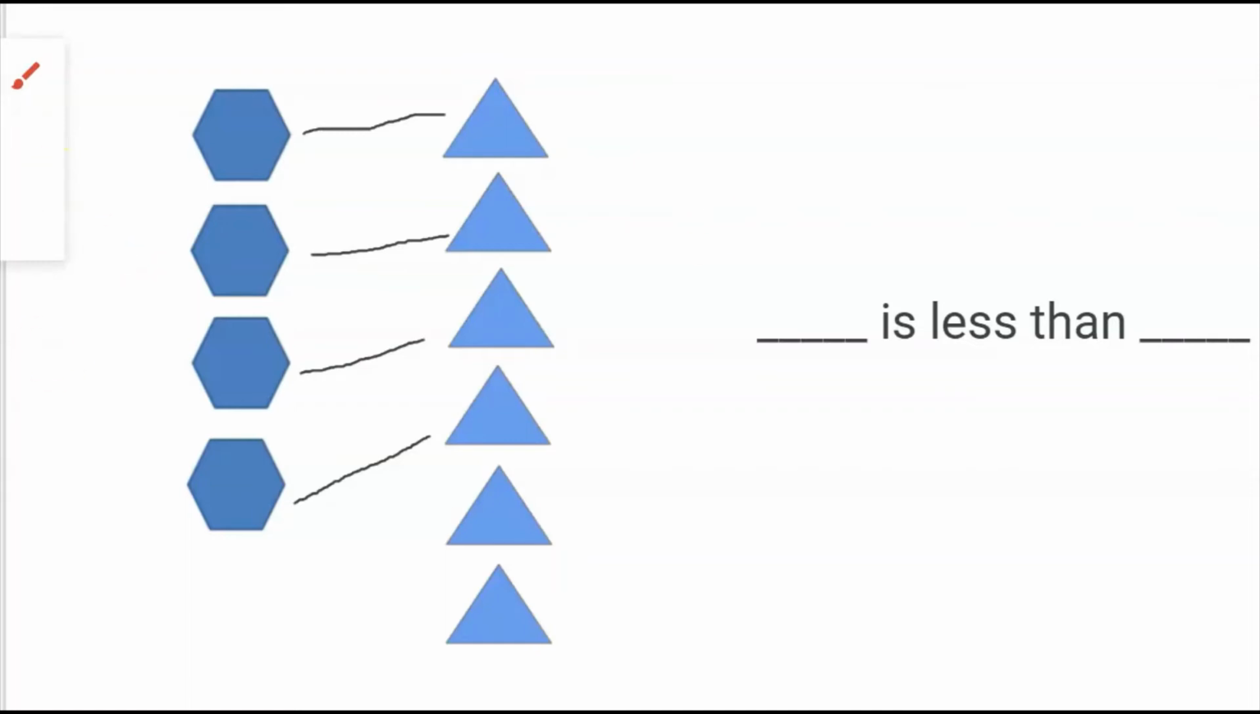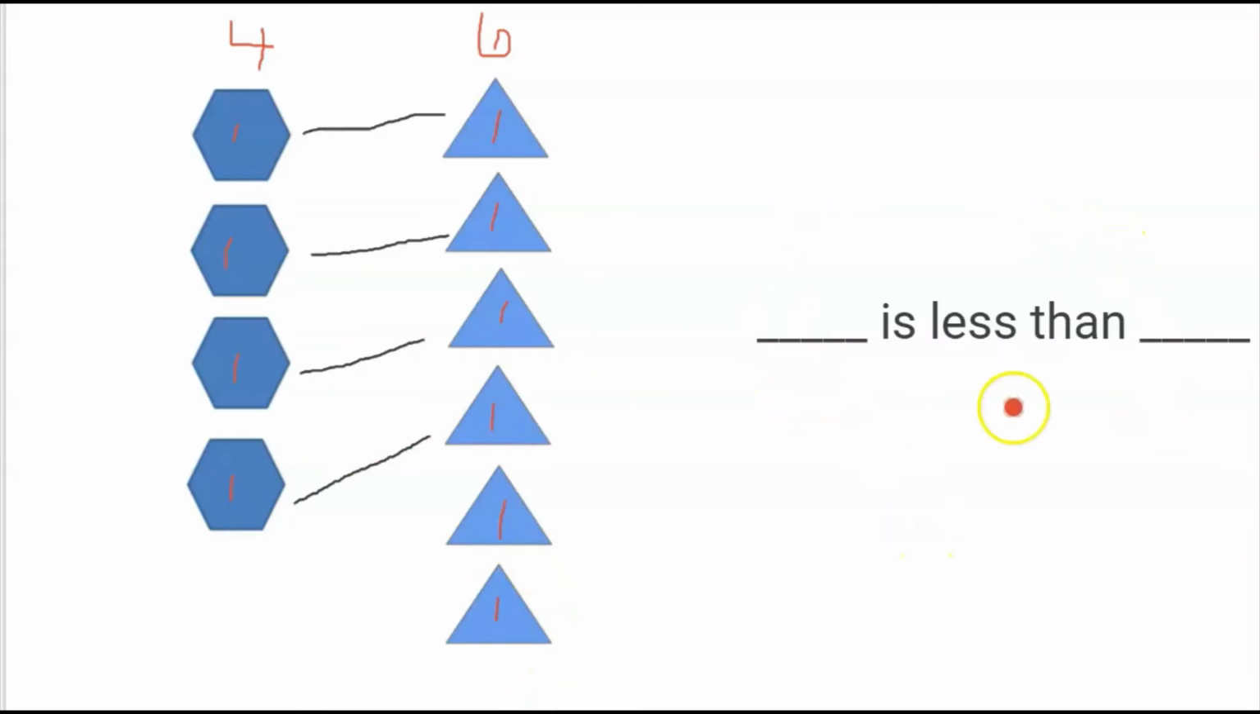This time I'm going to use the counting path strategy of just putting a dot in my shape while I count. 1, 2, 3, 4. I have 4 hexagons. 1, 2, 3, 4, 5, 6. I have 6 triangles. I have 4 hexagons and 6 triangles.